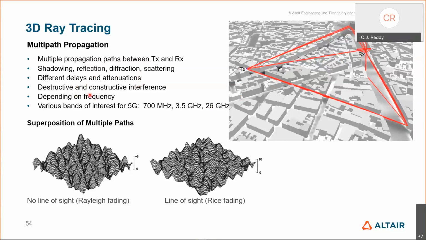And also there is destructive and constructive interference, and also dependence on frequency based on what kind of bands we're using, low band, mid band, and high band here. So if it's no line of sight, what is called Rayleigh fading could be there. This is without line of sight. A line of sight one can call Rice fading. Of course, you can compute these things by equations, but by using ray tracing, they are automatically taken into account.